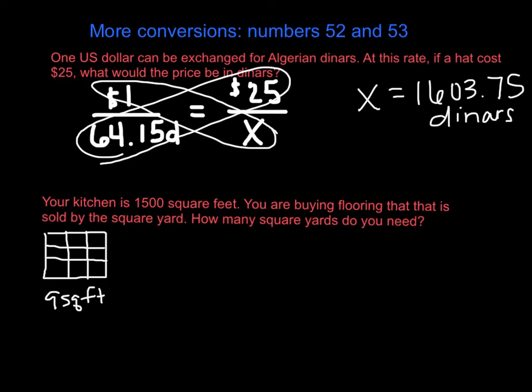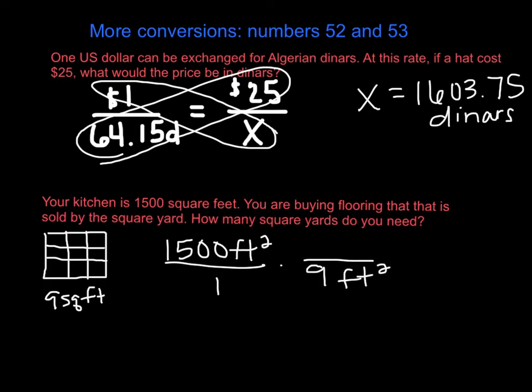How many square yards do you need? Well, you need to convert your 1,500 square feet into square yards. So here are your 1,500 square feet over 1, because you can put anything over 1, and then multiply by that conversion factor. So we need feet on the bottom, and there are 9 feet squared in 1 yard squared. So essentially, if you just divide 1,500 divided by 9, you will get your answer.